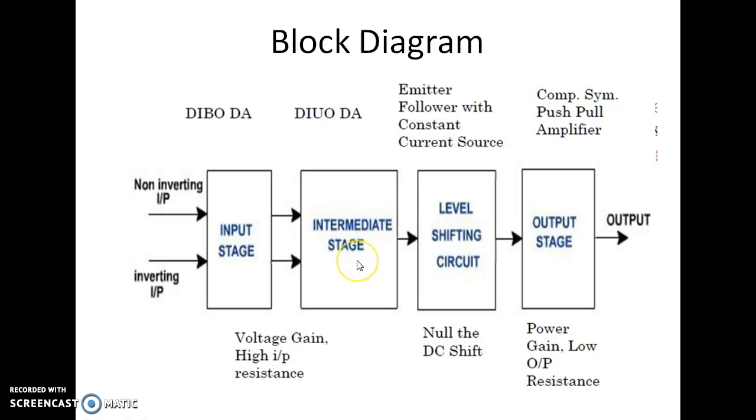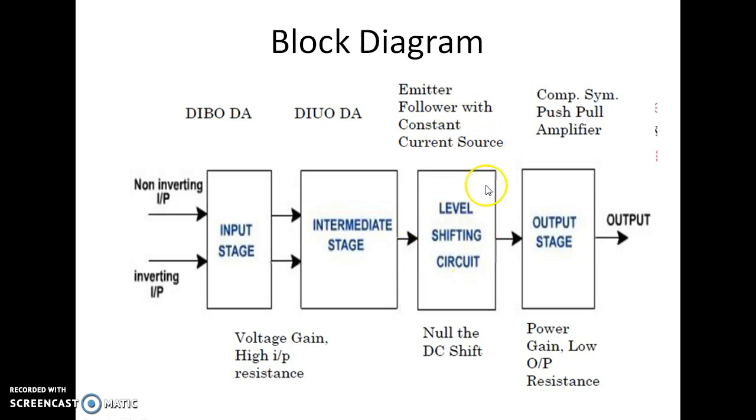Then if you shift to the intermediate stage, this is usually another differential amplifier. The input stage devices drive this stage. The stage is a dual input unbalanced output, that is DIUO, which we can call a single-ended output differential amplifier.